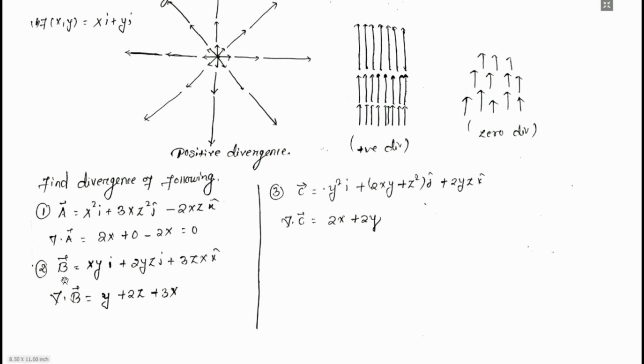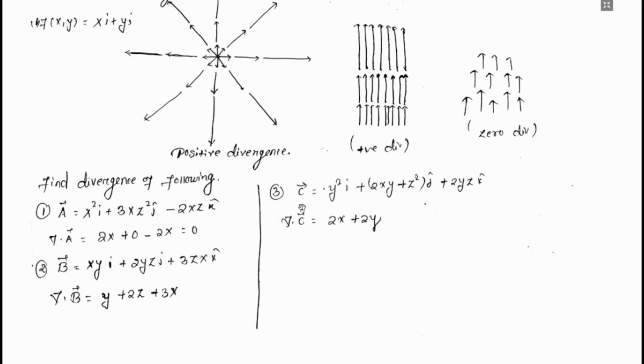The next vector is V = xy i cap + 2yz j cap + 3zx k cap. We proceed the same way. The derivative with respect to x gives y, the derivative with respect to y gives 2z, and the derivative with respect to z gives 3x. That is the required answer. If we have a given point like (1, 2, 3) in the region of space, the divergence of the vector will be a number.